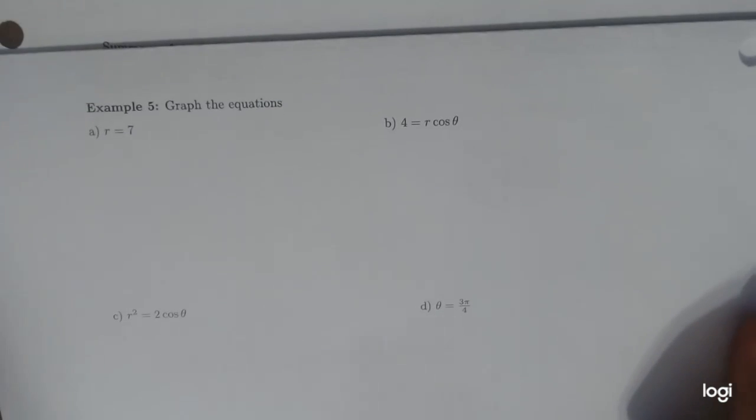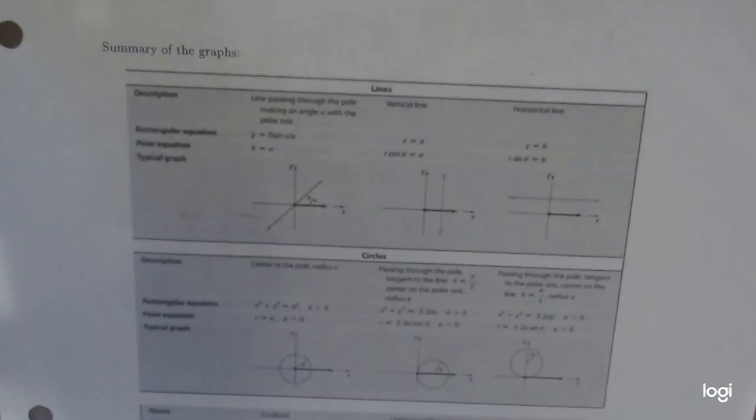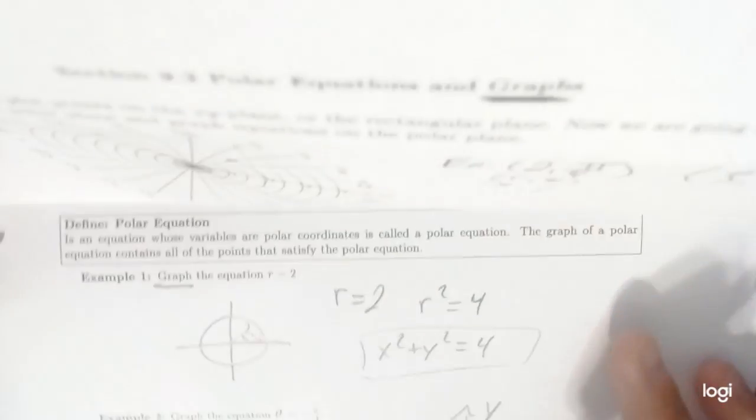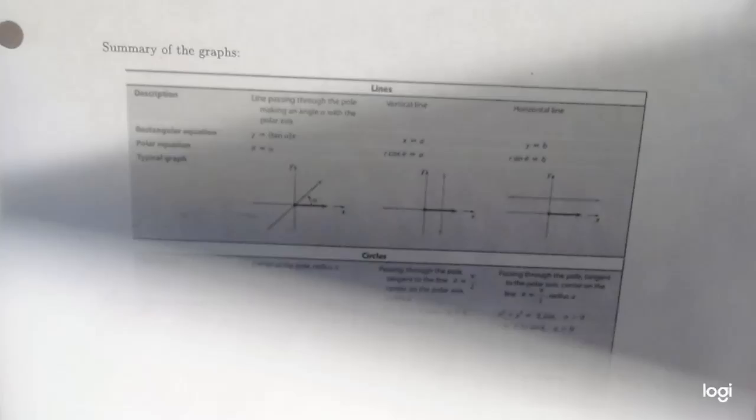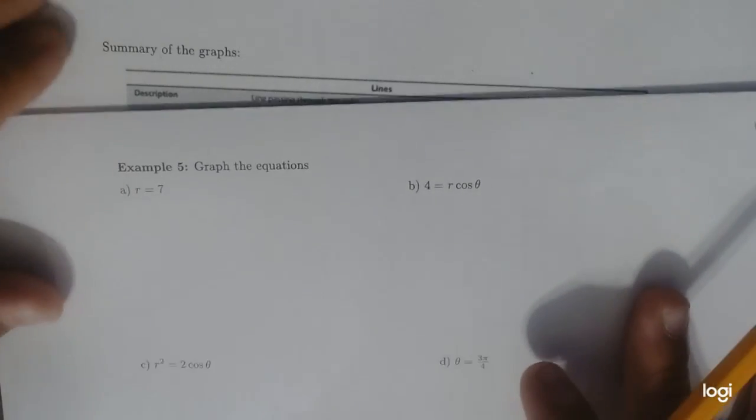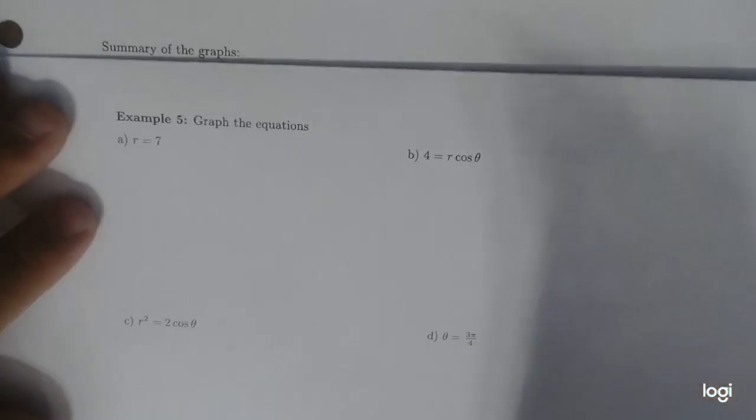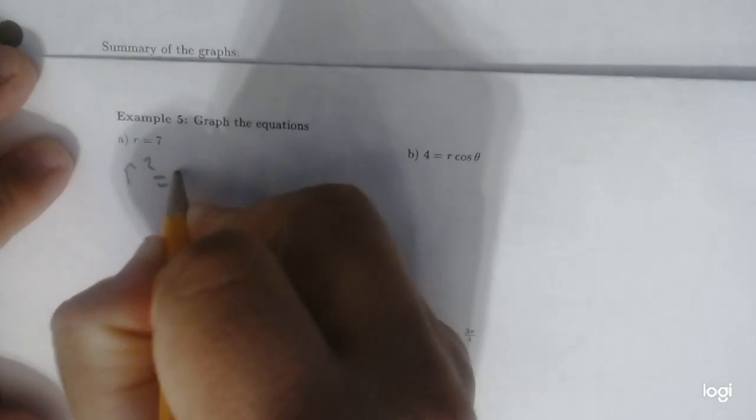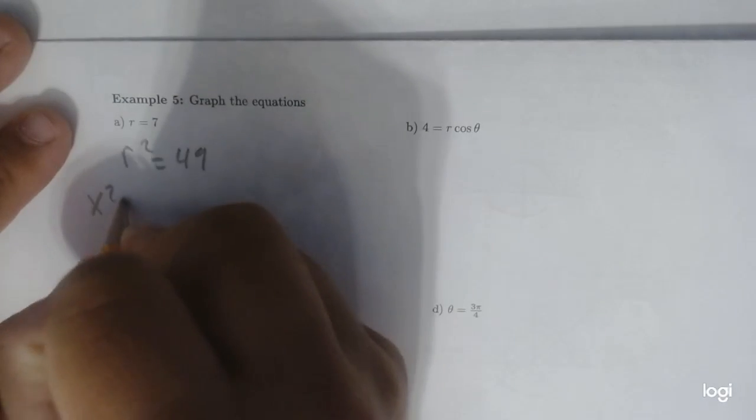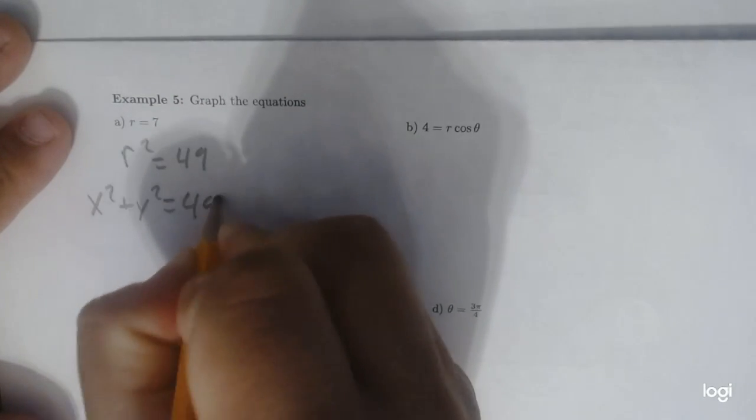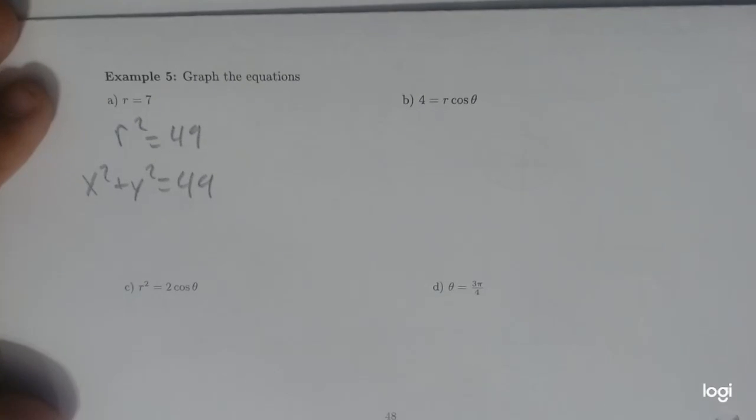So given the graph r equals 7, same exact concept like I did above in the last example. So it's identical to the one here. Just convert it and be done with it. So for here, how do we convert it? We have to square both sides. We have r squared is equal to 49, and then we have x squared plus y squared is equal to 49, so we have a circle as well.